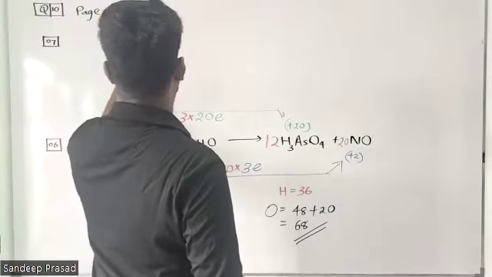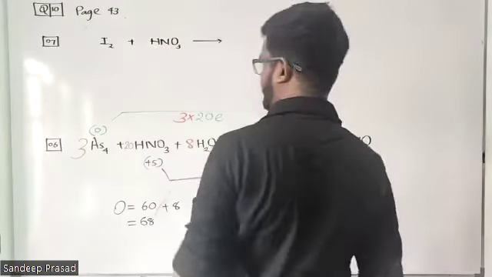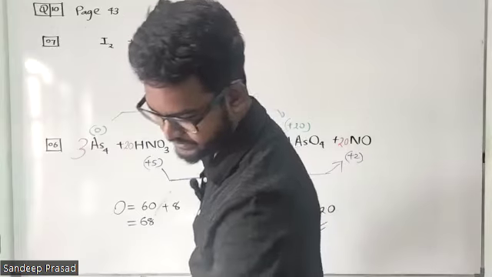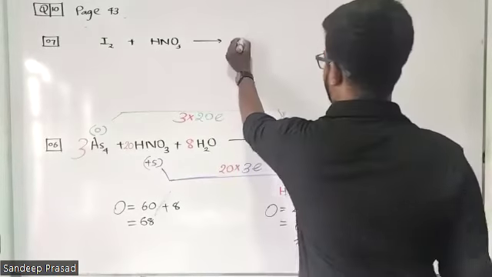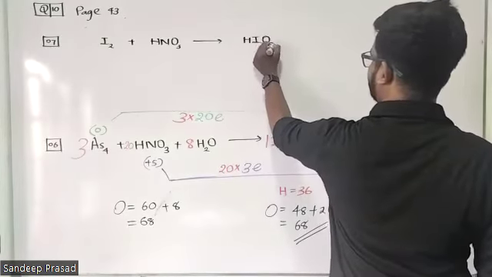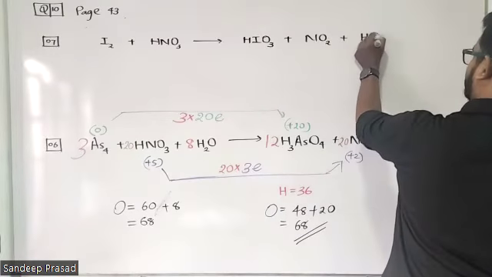Iodine is reacting with HNO3. It is converted into HIO3, NO2 plus H2O.